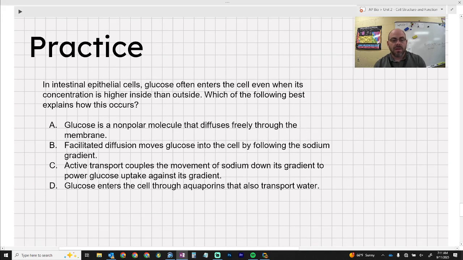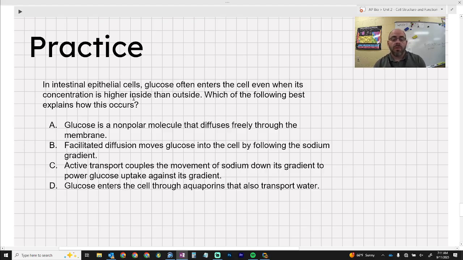Perfect. Let's talk about practice. In intestinal epithelial cells, glucose often enters the cell even when its concentration is higher inside than outside. Which of the following best explains how this occurs? Pause the video and we'll talk about it.